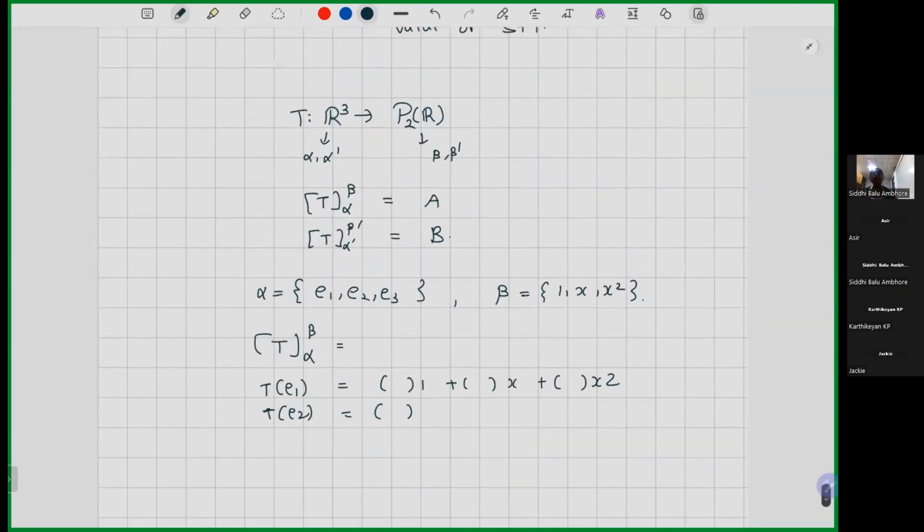By the way, what is asked based on this information? Can we produce such matrices A and B? We can always find a linear transformation. The question is, does there exist a linear transformation from R3 to P2 of R? The answer is no, but I'm stuck in this calculation itself.